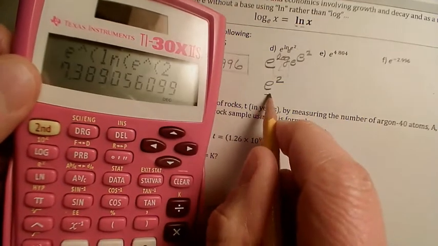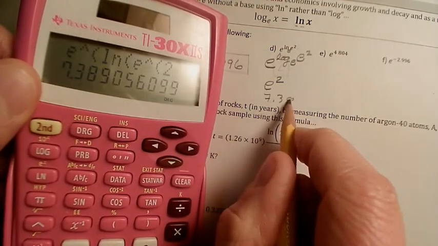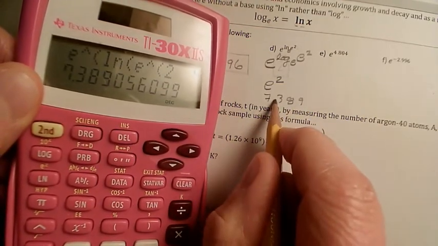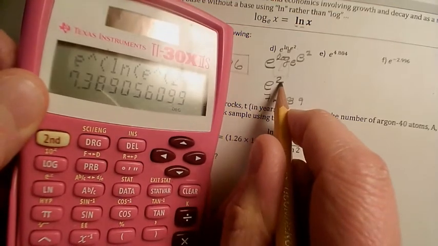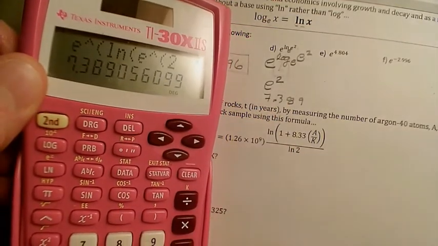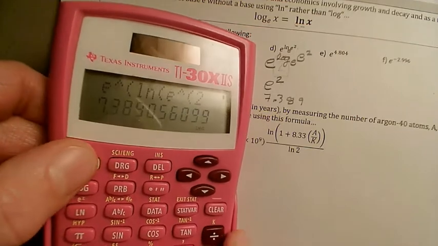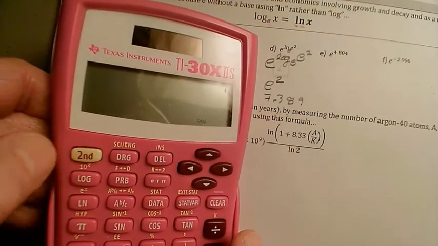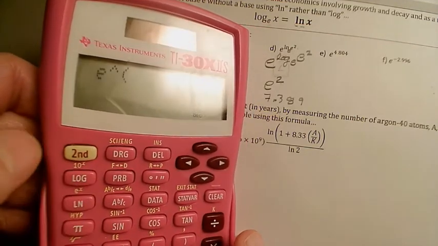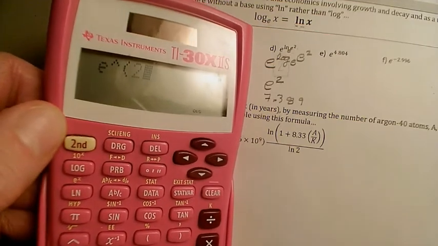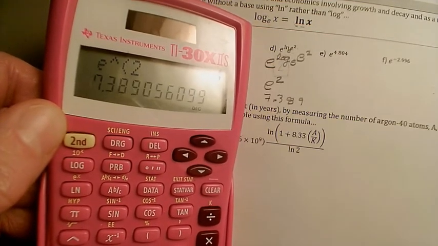So it's 7.389. And so let's try that out. So what is e to the second? Let's verify that that works. Let's clear that. So to get to my e, I'm going to do the natural log. So e raised to the second power. And sure enough, that's our value.